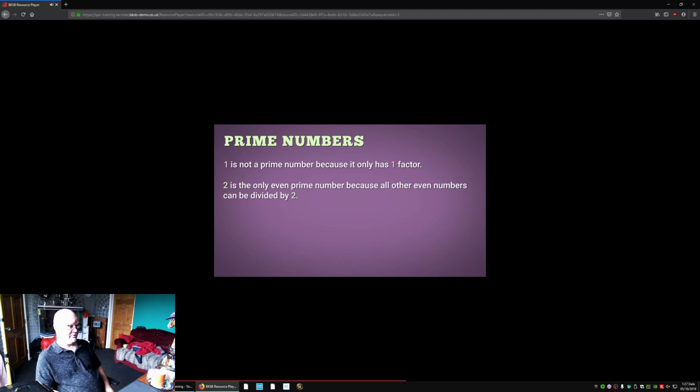So 1 is not a prime number because it only has one factor. 2 is the only even prime number. So 2, 3, 5, 7, 11, 13, 17, 19. One day I'd like to know what is the purpose of prime numbers. Why do we need to know them?